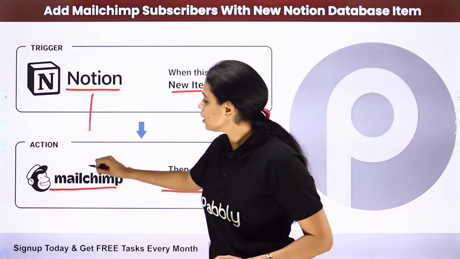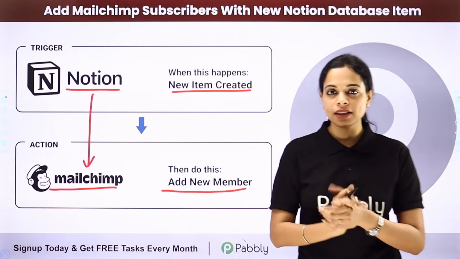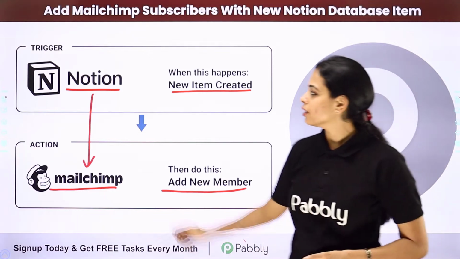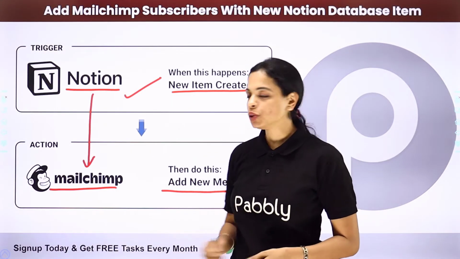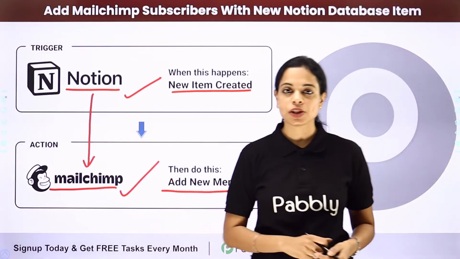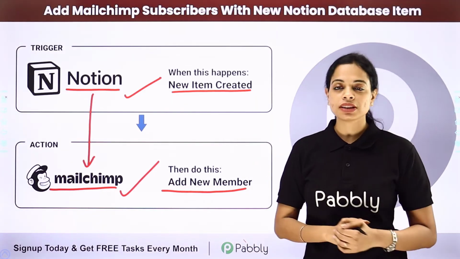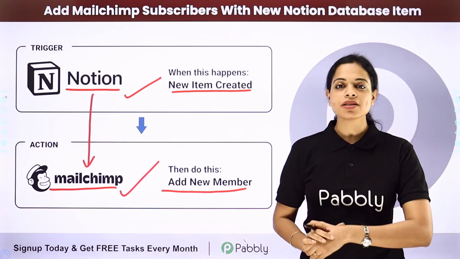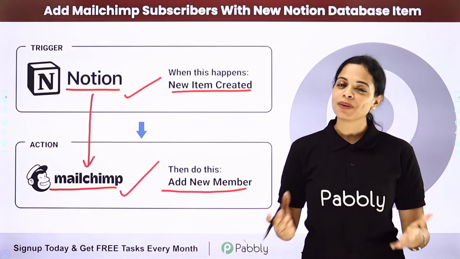For this, you will have to integrate the two applications, and the same thing can be done using Pabbly Connect software. Here your trigger application would be Notion and your action application would be Mailchimp. Now, how can you do this yourself? Integrate and automate this entire process? To understand that, let me take you to my screen.